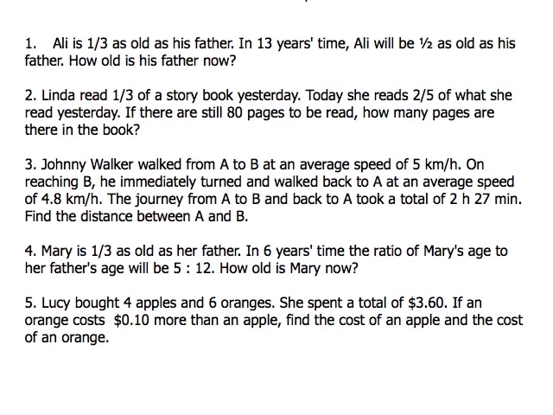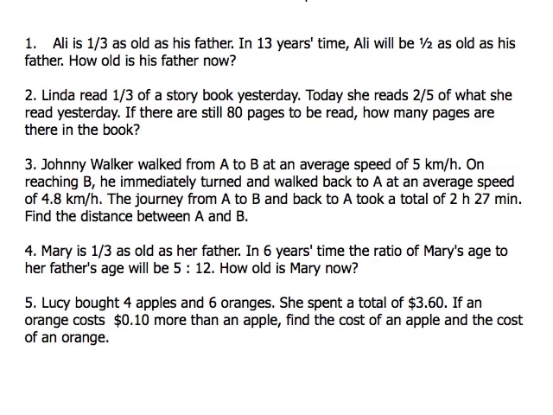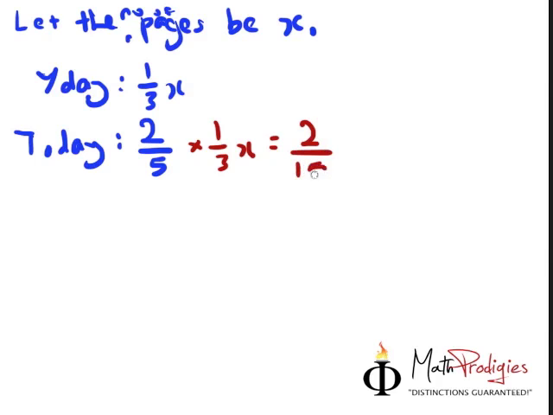Linda read 1/3 of a storybook yesterday. So 1/3 of a storybook yesterday would be 1/3 of x. Correct? Then the next part says that today she reads 2/5 of what she read yesterday. 2/5 of means 2/5 times. And what was yesterday? Yesterday was 1/3 x. So what do we get here? We get 2 times 1, 5 times 3, 15, and then we have x. By the way, I remind you, this x belongs to the 2 and not to the 15.